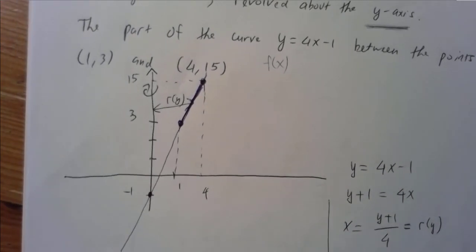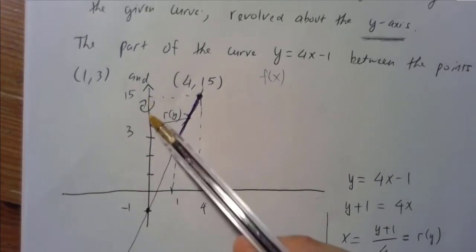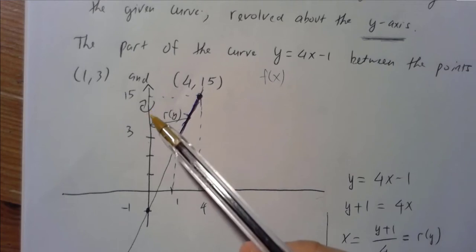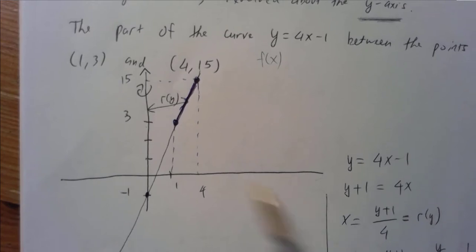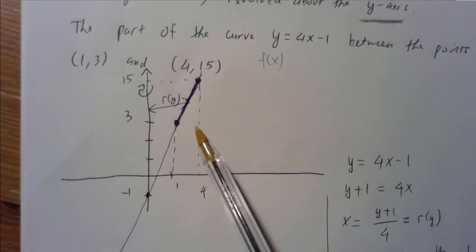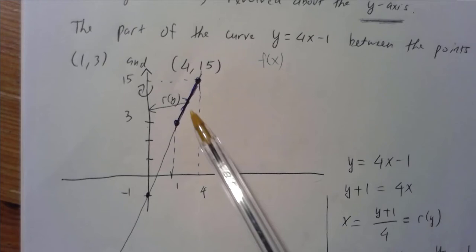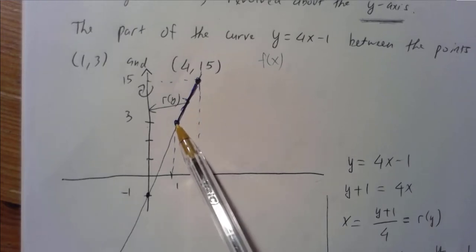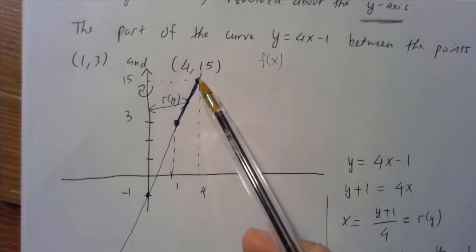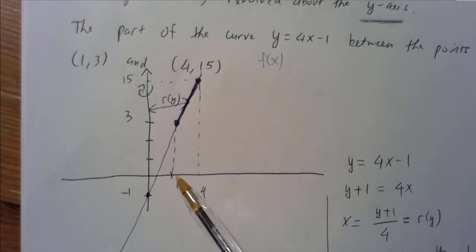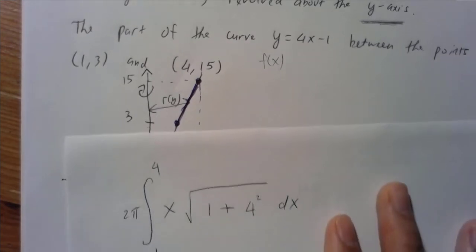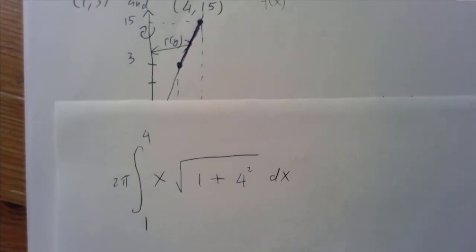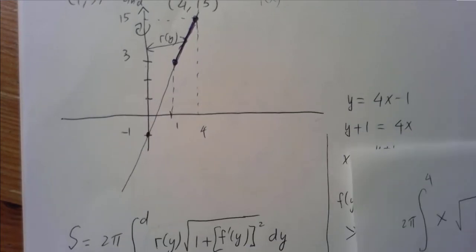We had 3 to 15 on the y-axis for the limits, but now because we go with dx, everything should be in terms of x, and we also go on the x limits. So the curve on the x limits is running from 1, because this is 1, and then this is 4 for x, so it's going from 1 to 4 for dx. So 1 to 4 should be the limit.